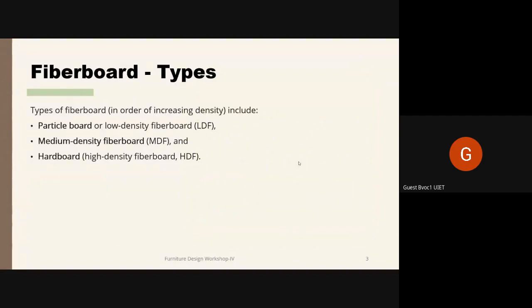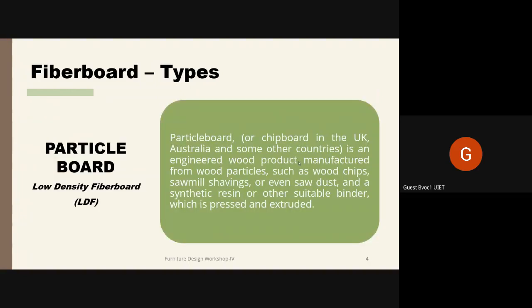So there are basically three types of fiber boards. One is a particle board, which is low in density. Then we have medium density fiber board, which we know as MDF. Then we have hard board, which is a high density fiber board. Let's discuss each of them.